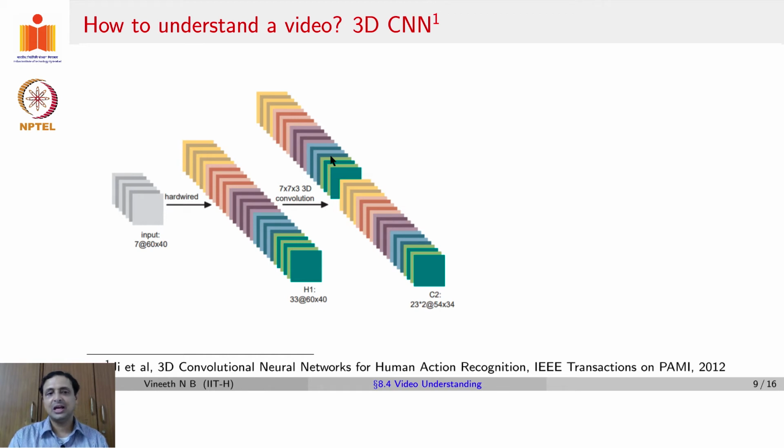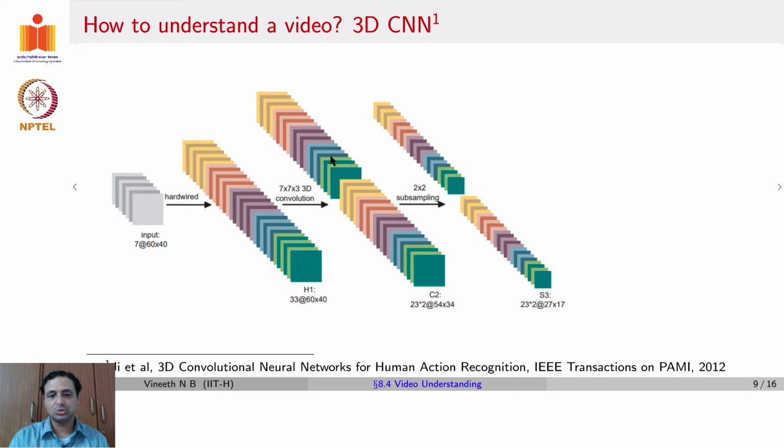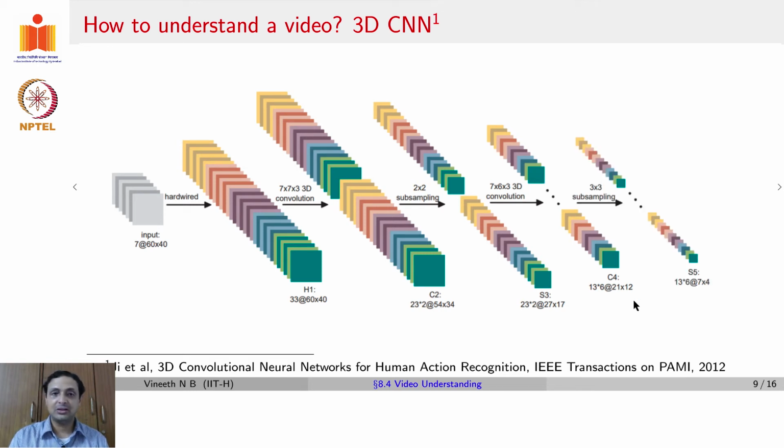Although in this case, the intent was not to send to 2 different GPUs, the intent was to get more variety in the feature maps. The rest of the layers follow a traditional CNN approach. They then performed 2 cross 2 subsampling within each of these feature maps. Then they performed another 3D convolution, a 7 cross 6 cross 3 3D convolution, which again had 2 sets of feature maps. Then a 3 cross 3 subsampling, then a 7 cross 4 convolution to bring everything together, then a fully connected layer to make the final decision.